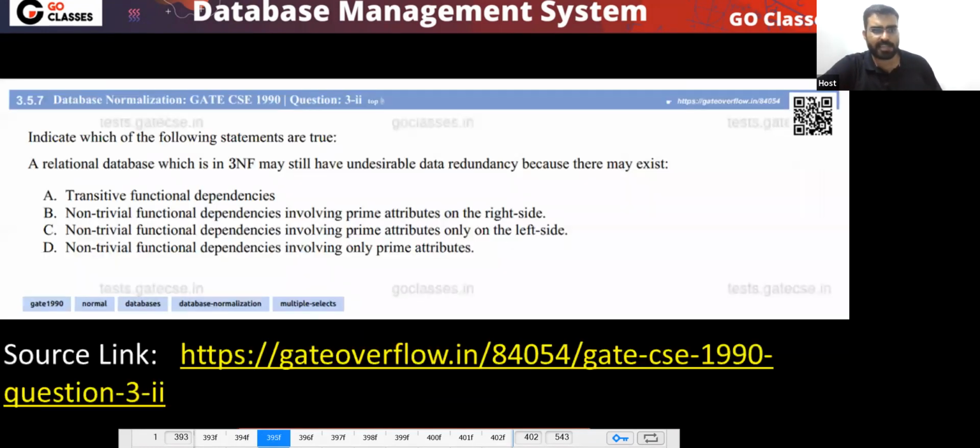Okay, let's see the next. This is the question I was talking about. This is a nice question, a GATE 1990 question. Those students who have already studied from somewhere else, many of them think like this. I have seen this is a misconception.